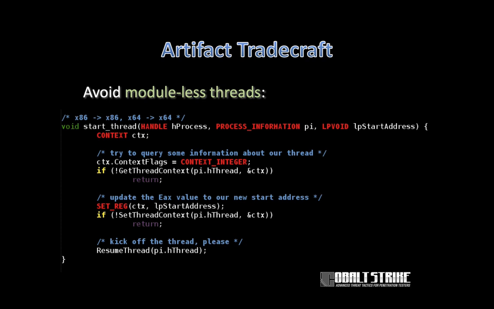Similar story when doing process injection. One way to avoid module-less threads when doing process injection is to create a thread that is suspended and has a desirable start address, and get its context, update that context to have it call your desired start address of your payload next, and set that thread to this new context, and then resume it. And when you do that, the thread will have the desired start address, but will call your payload instead.